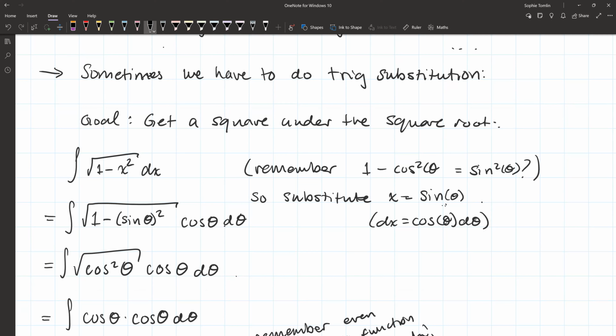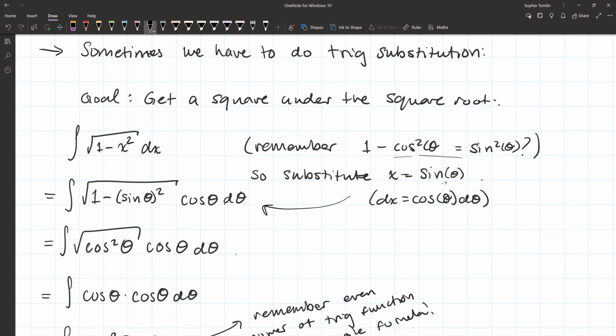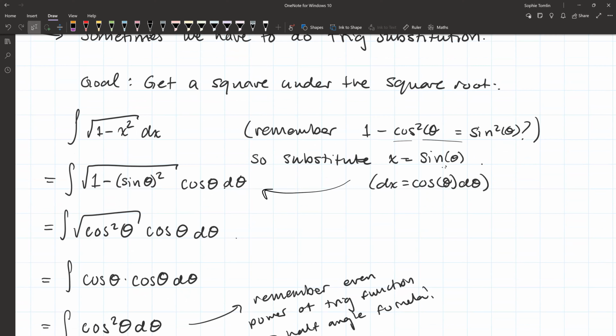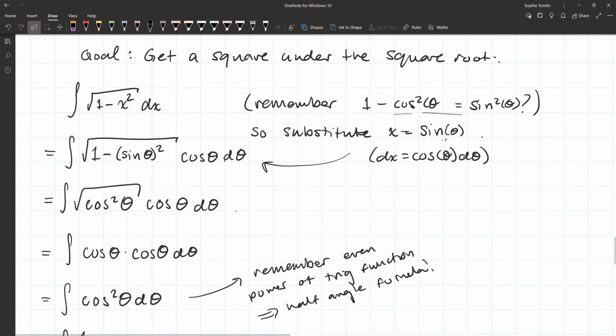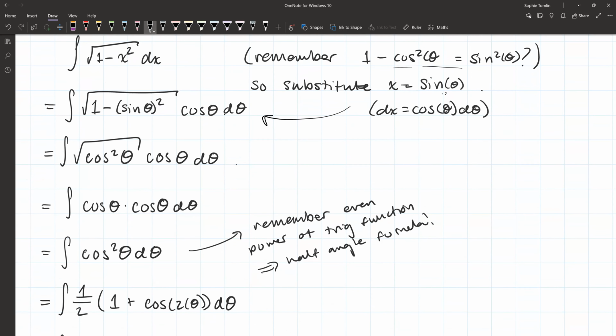And then that means that our dx is going to be cos theta d theta. So then we bring that back over here. We have 1 minus our sine squared, or sine theta all squared, which then we can use our Pythagorean identity over here and bring this as cos theta. Or yeah, we'll have cos squared theta under the square root, and then we'll square root cos squared theta. So then we get cos theta times cos theta times d theta.